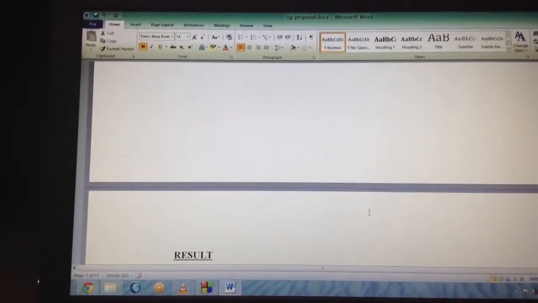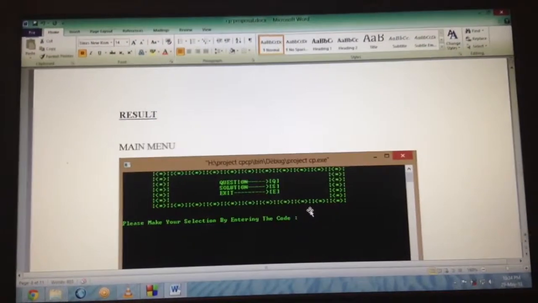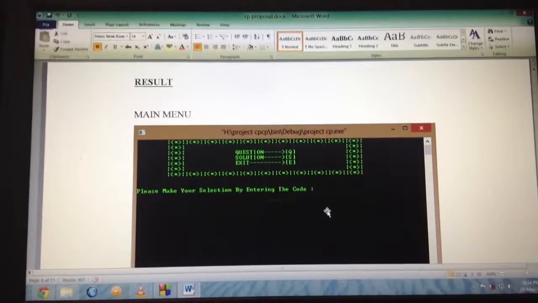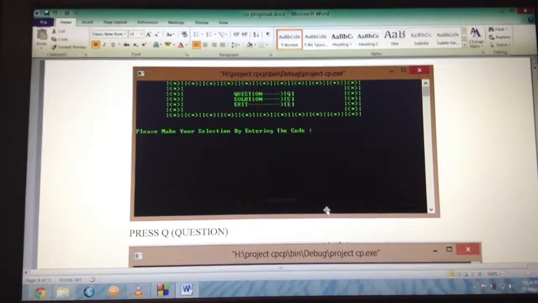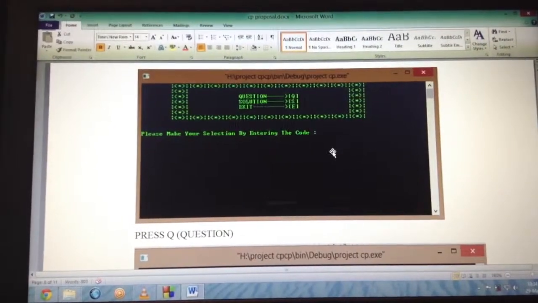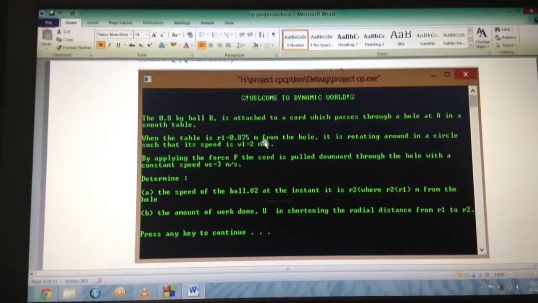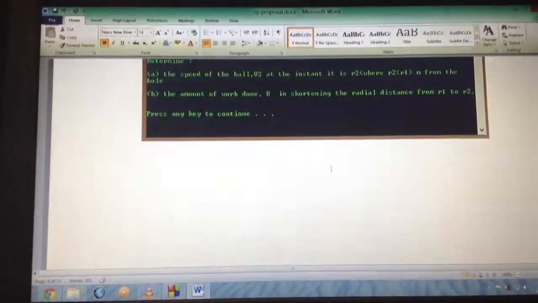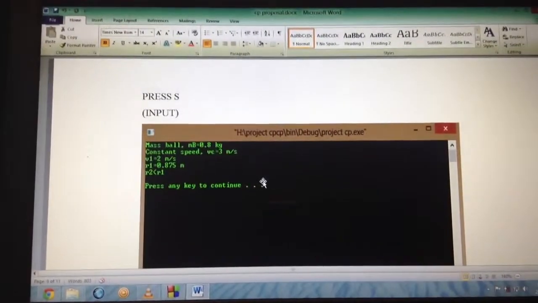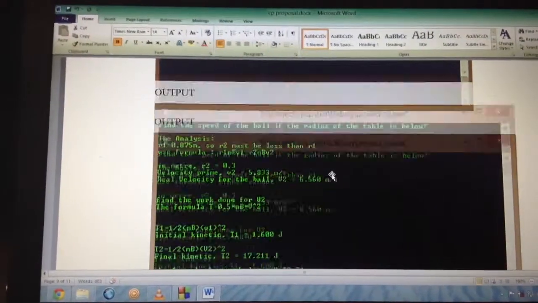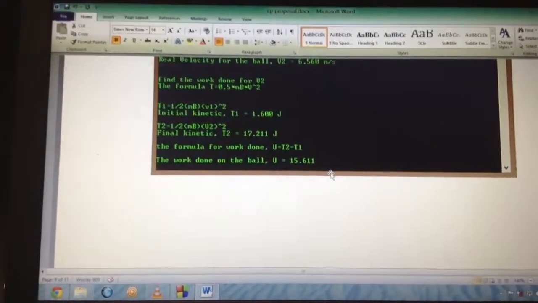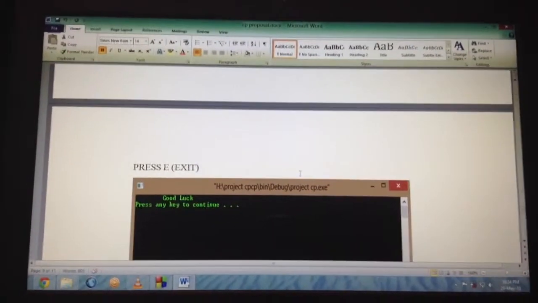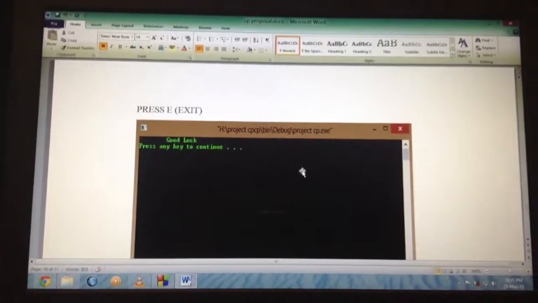Okay, this is our result, and the output. First, this is the main menu. If we click Q, then the question will come up, and if we click S for solution, we must key in the input, and then the output is done. Then if you press E, it's for exit.